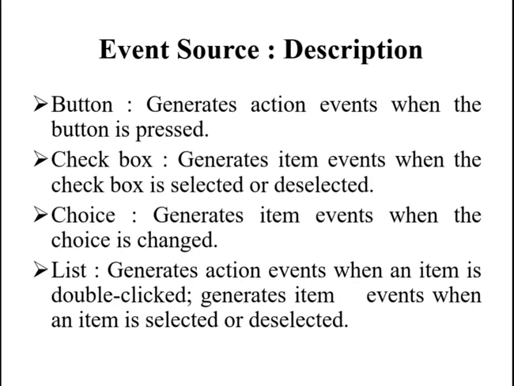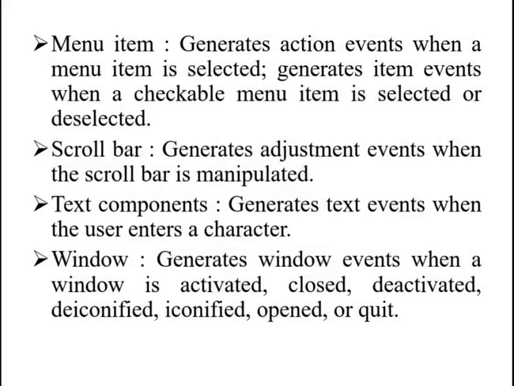Generates item events when the item is selected or deselected. Next one is menu item, generates action event when a menu item is selected. Generates item events when a checkable menu item is selected or deselected. Then next one is scroll bar, generates adjustment events when the scroll bar is manipulated. Next one is text component, generates the text event when the user enters a character.